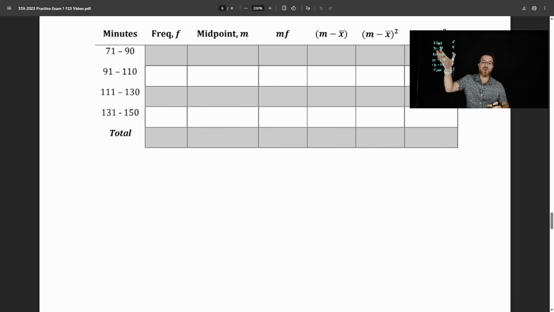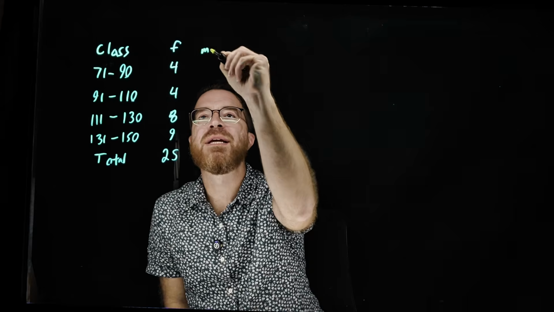So I actually pre-filled out the table here. In this problem, we gave you just the intervals and you had to go with the data and figure out how many were in each. I just skipped that step and now we're at this point. The next thing we need to figure out is our midpoint M.